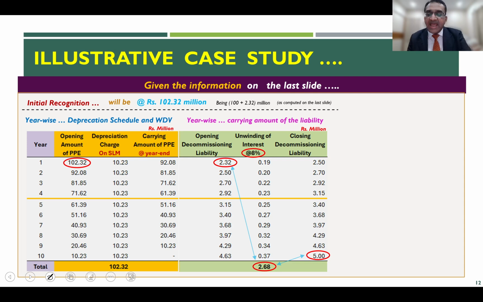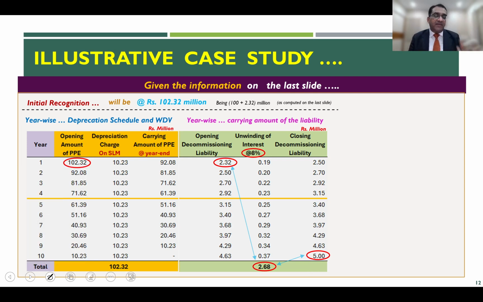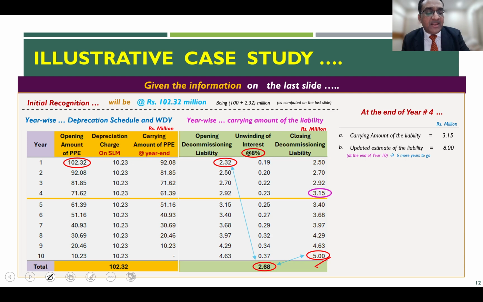Now, the problem is, at the end of the 4th year, I have given this line as a separator. At the end of the 4th year, based on the original calculation, the present value or the carrying amount of the liability is 3.15. And you have the calculations which will give you 5 million of the liability at the end of the 10th year. But now your estimate has changed. So at the end of the fourth year, the carrying amount of the liability is 3.15 million. But now you need not 5 million, now you need 8 million at the end of the 10th year.